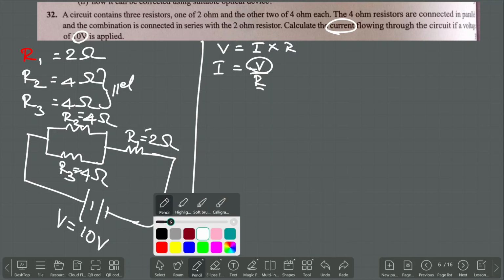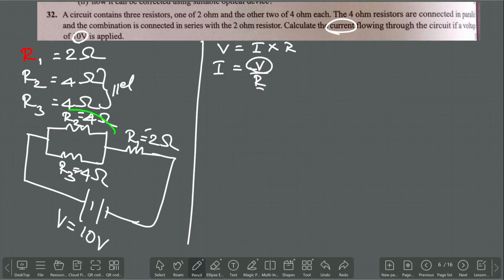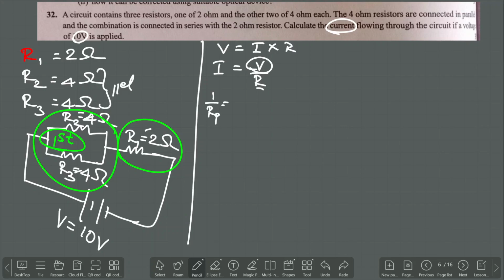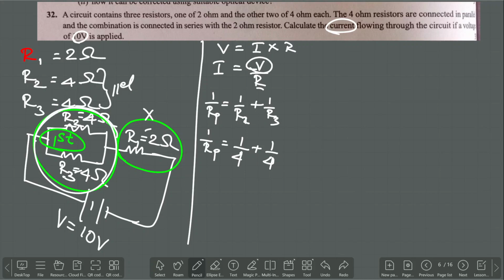In order to calculate the net resistance, first observe the circuit carefully. These 2 resistors are in parallel. Along with that, this one is in series. So first we need to complete the net resistance for the parallel. What is the formula for parallel combination? 1 by Rp is equal to 1 by R2 plus 1 by R3. The respective names we provided, we need to use those. So 1 by Rp is equal to 1 by 4 plus 1 by 4. We should not consider this resistor right now, because these 2 only are in parallel.